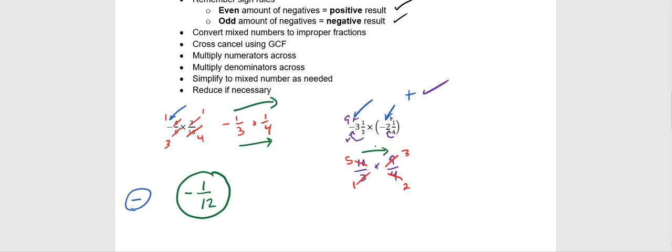So we can multiply 5 times 3 equals 15 over 2 times 1 is 2. And then the last thing we'll need to do, so here's where we are. We went all the way through. We checked our signs. We converted mixed numbers to improper fractions. We cross-canceled. We multiplied numerators and denominators across. And the last thing we're going to do is to bring this back to a mixed number.